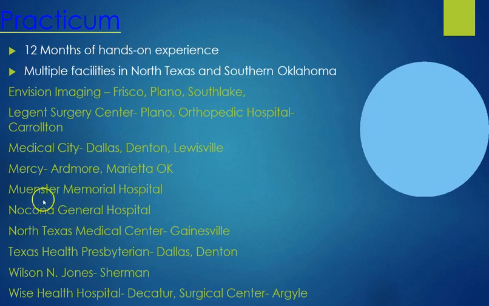We have Munster Hospital, Nocona Hospital, NTMC in Gainesville, Texas Health Presbyterian in Dallas and Denton, Wilson and Jones in Sherman, and Wise Health Hospital in Decatur, and a surgical center in Argyle. So those are our clinical sites as of fall of 2023. Those are changing, sometimes we're adding different sites, but that's what they are right now.